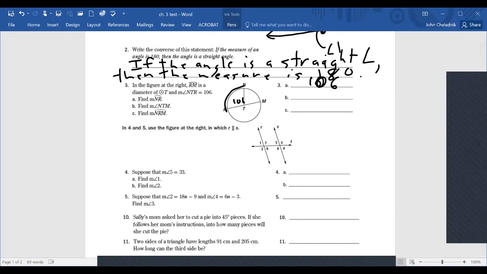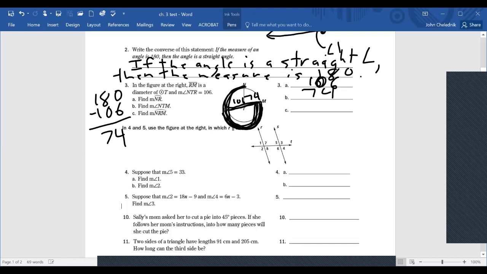Find the measure of angle NTM. Since this is a diameter, it's 180 degrees. So simply take 180 minus 106 to get your answer of 74. Okay, so that's 74. Let's label that. And then it says find the measure of arc NRM. That would be this arc from here to here. Well, this is 180 from here to here. This is 106 from here to here. So if you take 180 plus 106, you get 286.